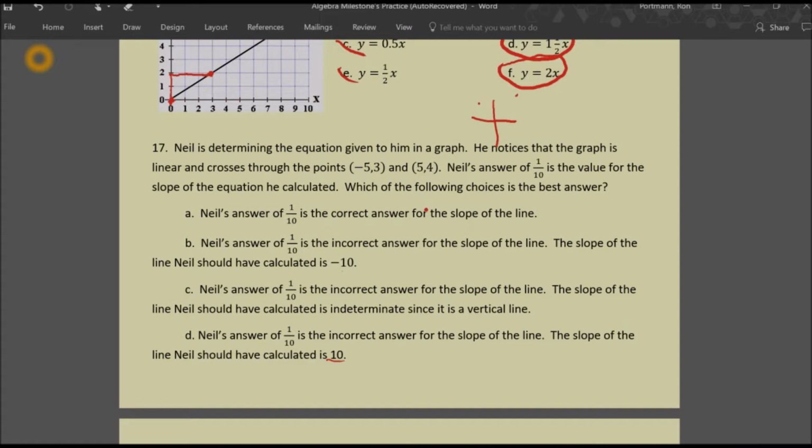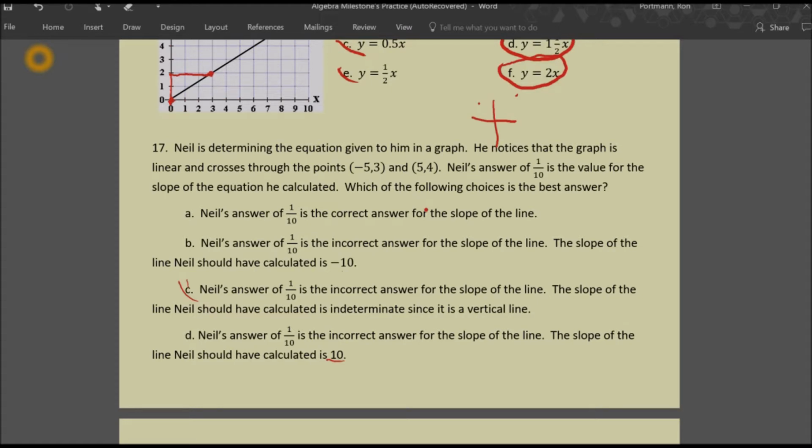Well, it's not a vertical line. We just did a quick little sketch right here. I know it's not C. Go ahead and get rid of that. We can do that. And then D, it says the value of 1/10 is incorrect because the slope of the line Neil should have calculated is 10. So let's just go through these.